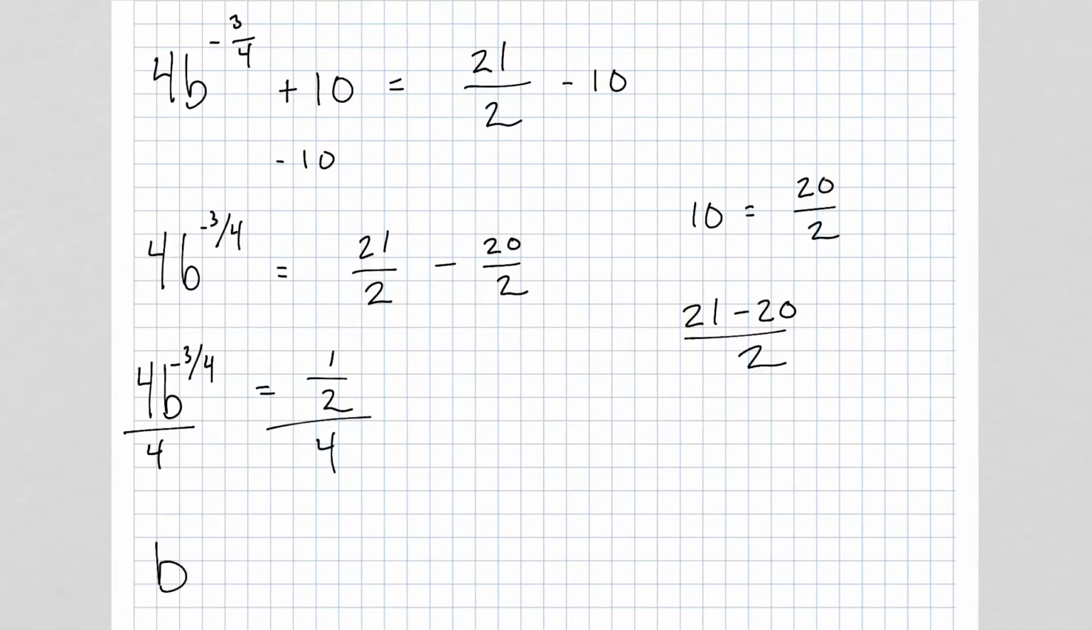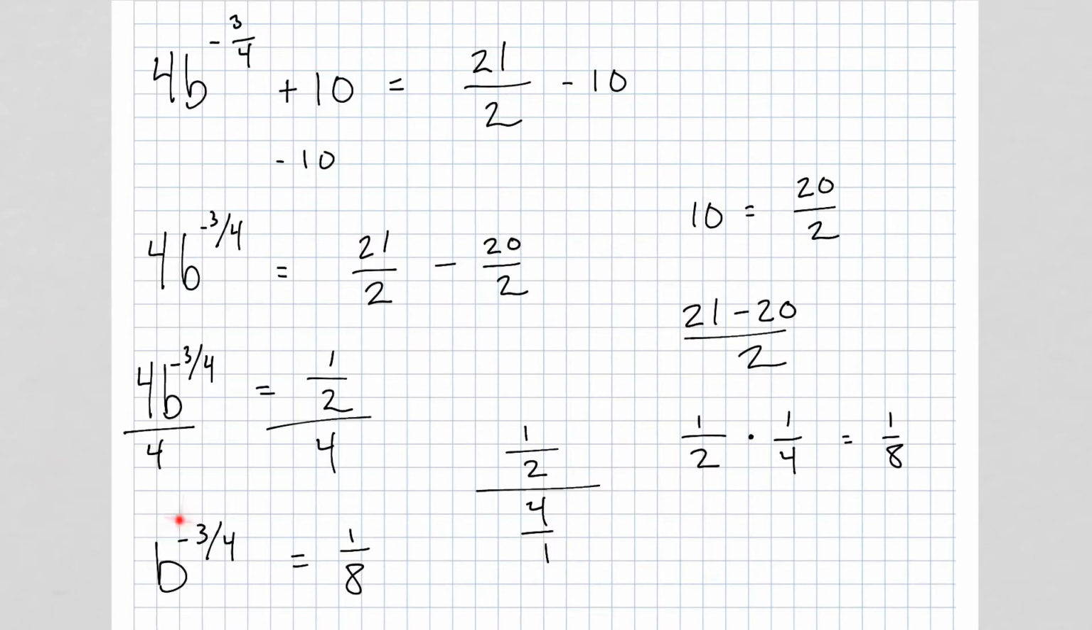Left-hand side, we're left with b raised to negative 3/4 equals, basically we have 1/2 divided by 4, which is saying 1/2 divided by 4 over 1. Okay, if you remember your fractions rules, that 1/2 divided by 4 over 1 is the same as multiplying it by its reciprocal. So 1/2 times 1/4 gives us 1/8. So over here we have 1/8. Okay, 1/2 divided by 4 over 1 equals 1/8.